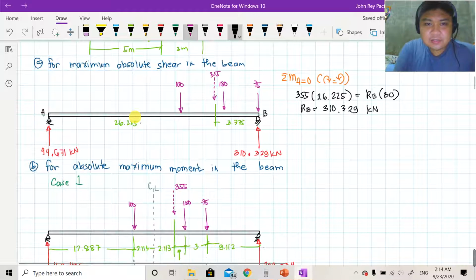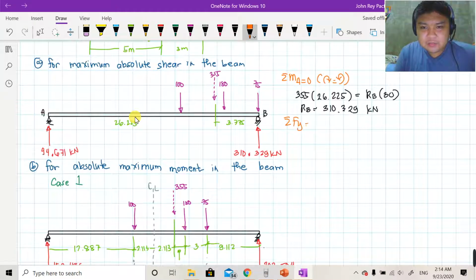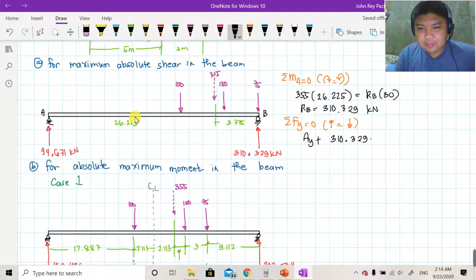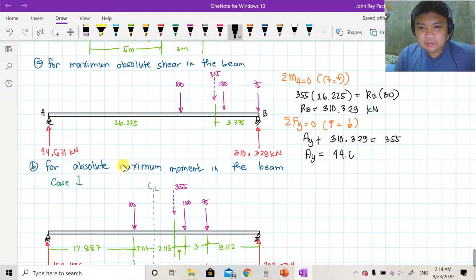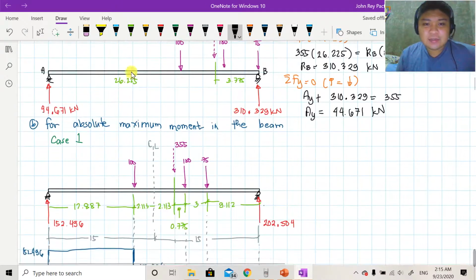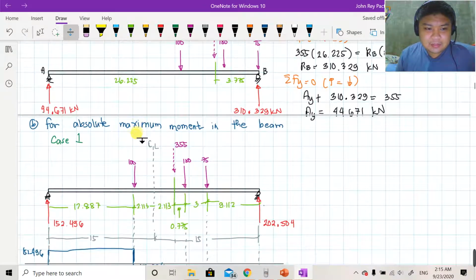Ayan na. So might as well, para mahanap nyo yung kabila, summation forces vertical na lang tayo, equals 0, so up equals down. So ang upward natin is AY, plus supposed to be BY, pero 310.329 na lang siya, equals 355. So malamang, ang AY natin is simply 355 minus that, ang sagot natin is 44.671. So, sinusulat ko lang class yung ating manong-manong solution para nga nakita nyo siya dito. So, the values ay reflected naman. And recall lang natin sa napag-aralan natin class last time, no? Wait lang.